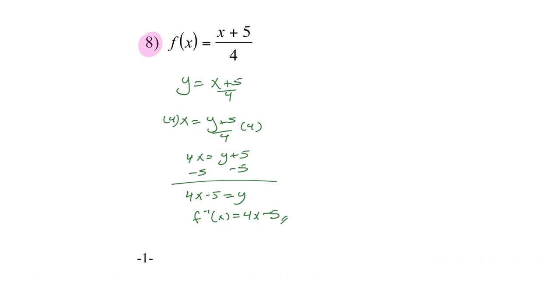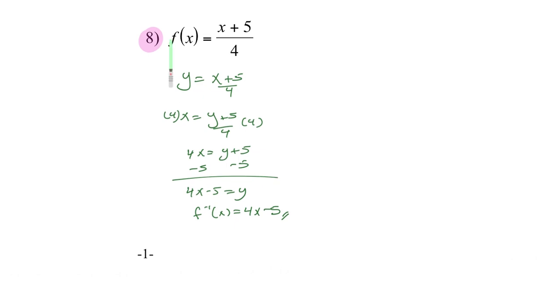Let's see number 8. So number 8, again, I'm changing this for y. I'm flipping x and y, and then I'm going to solve for y. So I'm going to start by multiplying times 4, so I can cancel it out. So I get 4x equals y plus 5. Then I'm subtracting 5. So my inverse is 4x minus 5.